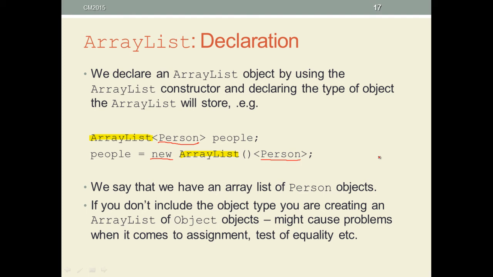If you don't include the object type, so if you don't include this thing here, Person, then what you get is an array list of Objects. And that might cause you some problems later on when it comes to assignment, tests for equality and things like that. So it's always best to include that. And in the latest version of Java, this has become unnecessary. You don't need to specify the object type for the constructor if you've declared it in your declaration.